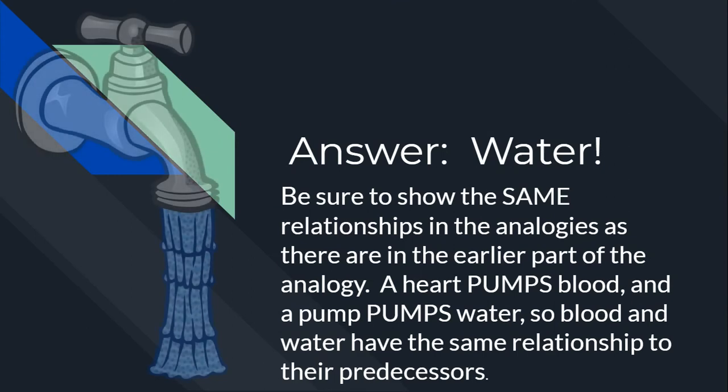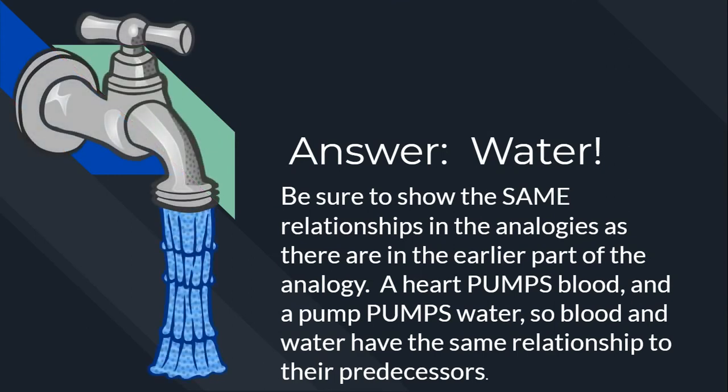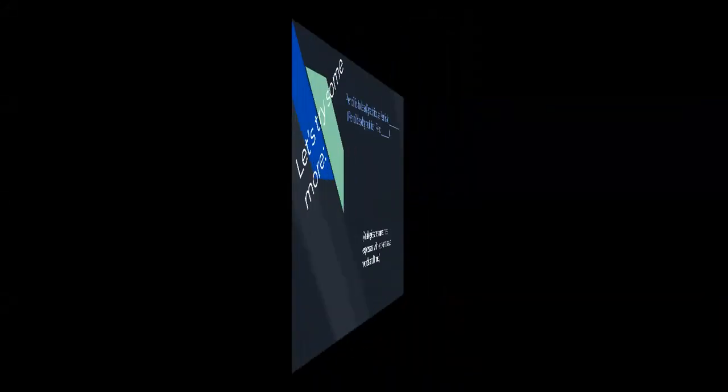The answer is, if you said water, you are correct. Now be sure to show the same relationships in the analogies as there are in the earlier part of the analogy. A heart pumps blood and the pump pumps water. So blood and water have that same relationship to the word before as each other. Does that kind of make sense? Hopefully. Let's try again. Let's practice, okay?